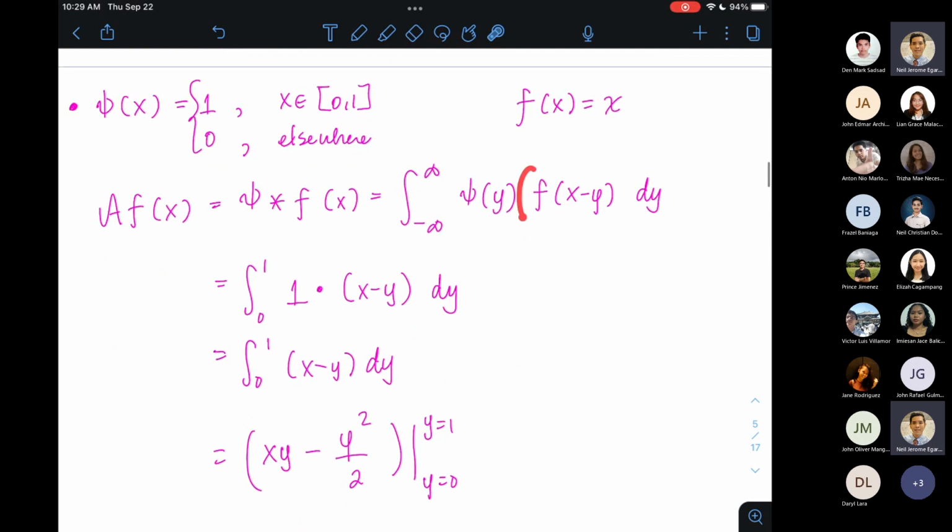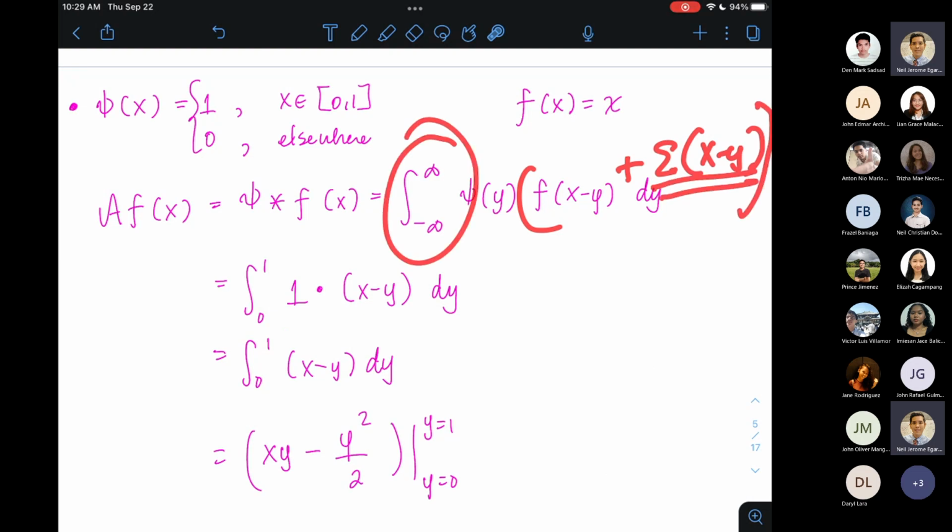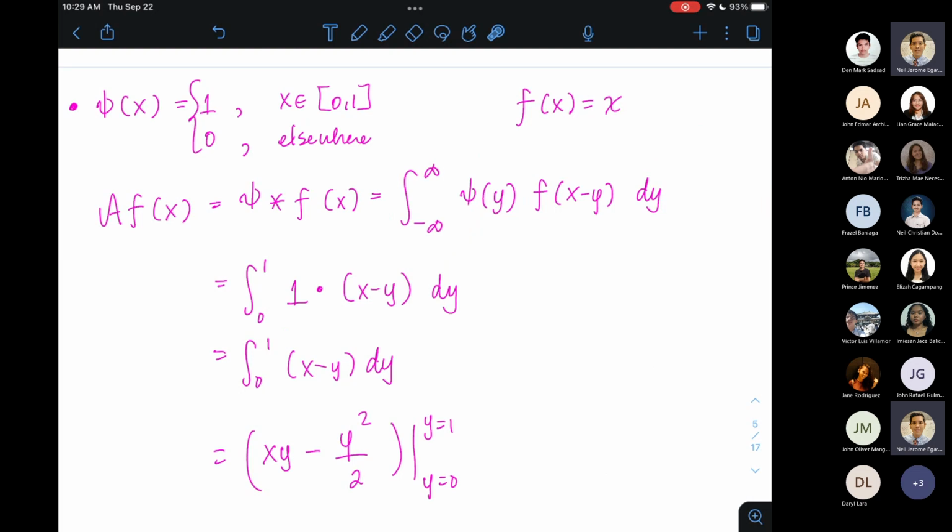Mag-i-integrate ka lang dito ng plus yung noise function psi evaluated at x minus y. And if this function is small, yung integral niya over, say, the support should also be small. Kaya well-posed itong convolution. Pero makikita natin mamaya yung inverse problem na the convolution ay hindi siya well-posed. So nagiging ill-posed yung inverse problem.